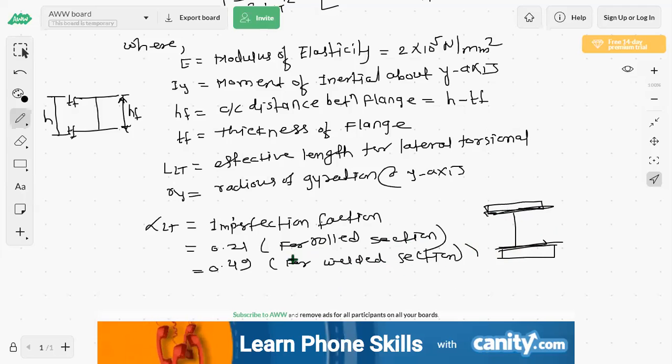That is mentioned in the problem statement: rolled section or welded section. If it is a rolled section, we have to take alpha LT value 0.21, and if it is a welded section, we have to take alpha LT value 0.49. That is mentioned in the problem statement. Even if not mentioned, we have to assume a rolled or welded section, no problem.